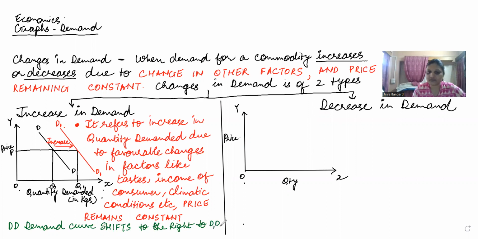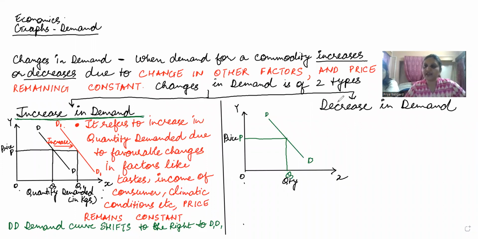D1D1. This is the explanation your answer should carry, which indicates increase in demand, right? DD demand curve shifts to the right to D1D1, which indicates increase in demand. Now moving on to decrease in demand, the same P price, Q quantity originally, and plot the original demand curve DD. Which indicates increase in demand.